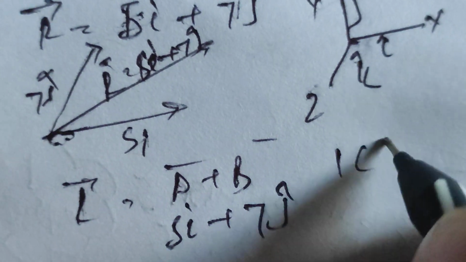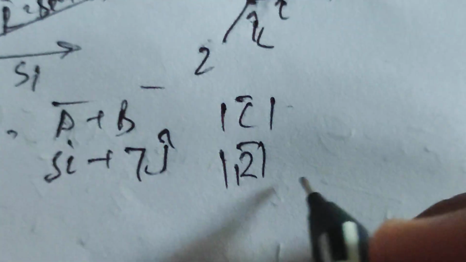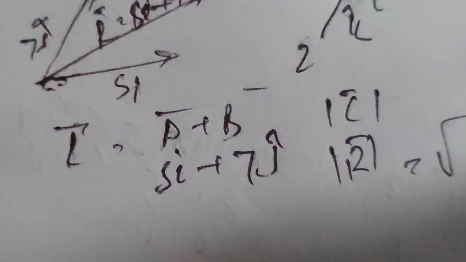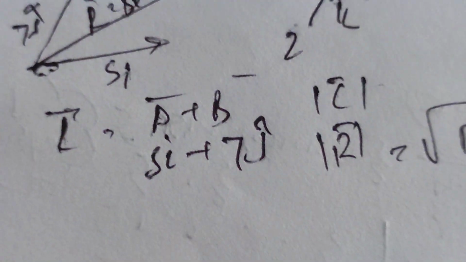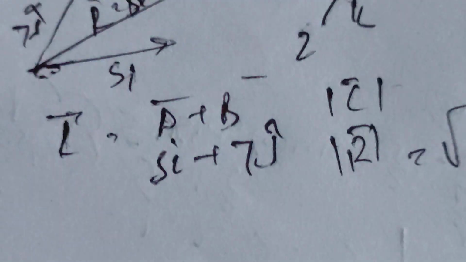In the next video we talk about the magnitude of the resultant vector, which is the square root of a square plus b square. We will also do some interesting questions to better understand the resultant vector.